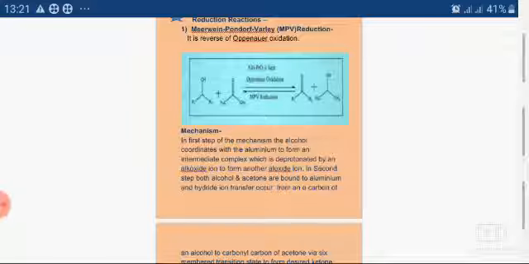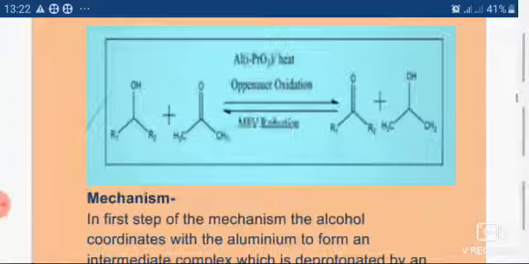Note down that this reaction is exactly opposite to, or occurs in reverse manner to that of Oppenauer oxidation. This reaction is exactly the reverse of Oppenauer oxidation. So what is the reaction? Now see here.